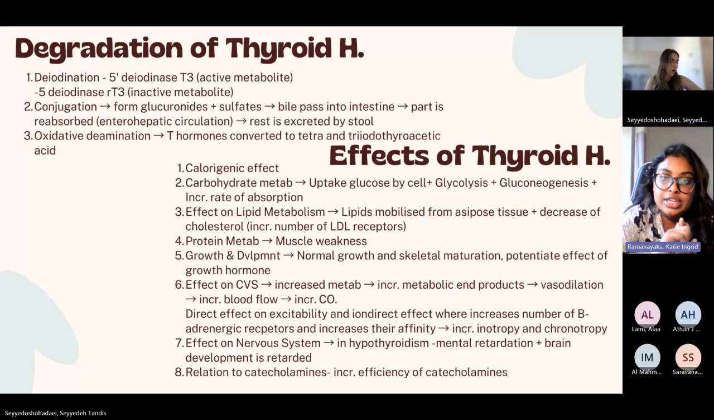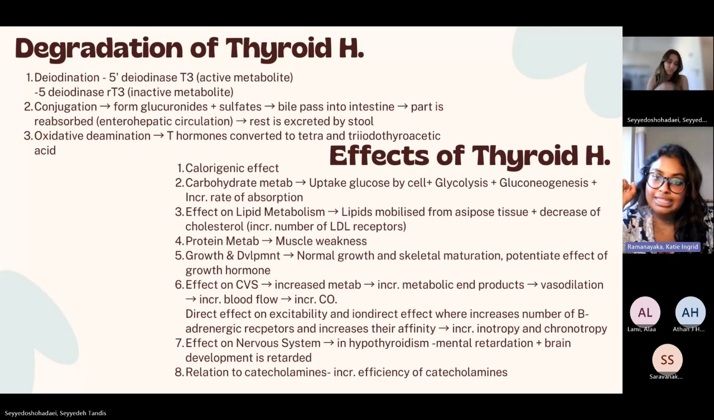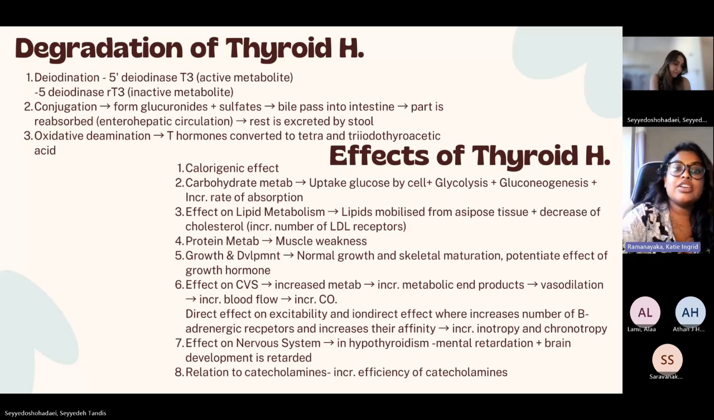So it has a calorigenic effect, which means the thyroid hormones increase the metabolic rate in the body. It has a carbohydrate metabolic effect. That means it increases the uptake of glucose by the cell. It undergoes glycolysis and stimulates gluconeogenesis. And it increases the rate of absorption of glucose.